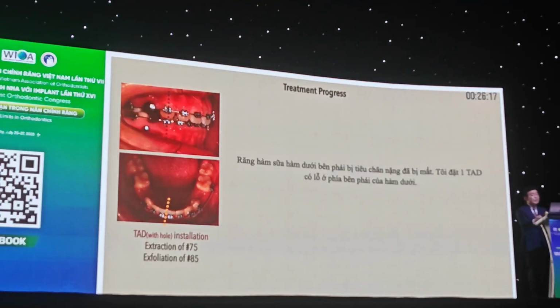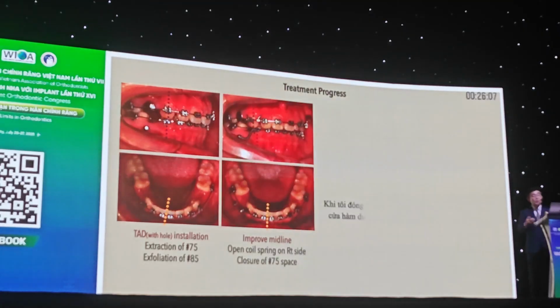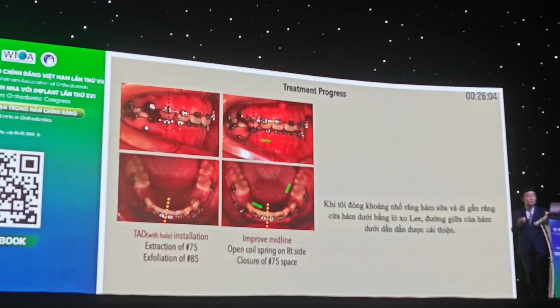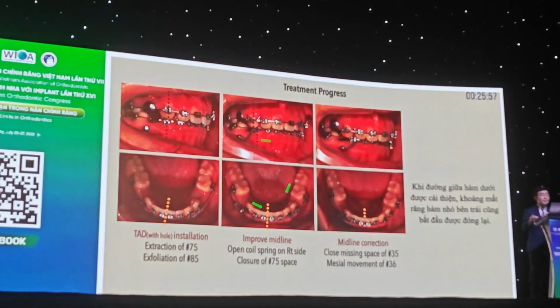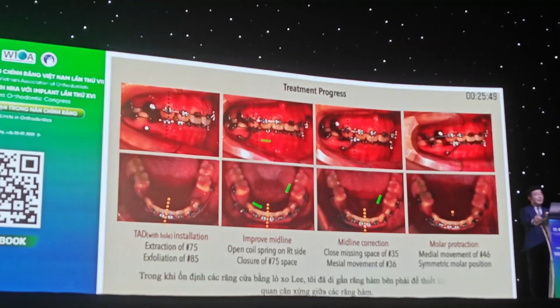The severely resorbed mandibular right second primary molar was lost. I installed a TAD with a hole on the right side of the mandible. As I closed the primary molar extraction space and pushed the mandibular incisors forward using the wrist spring, the mandibular midline gradually improved. As the mandibular midline improved, the space from the missing left premolar was closing. While stabilizing the incisors with the wrist spring, I moved the right molars medially to establish a symmetrical molar relationship.